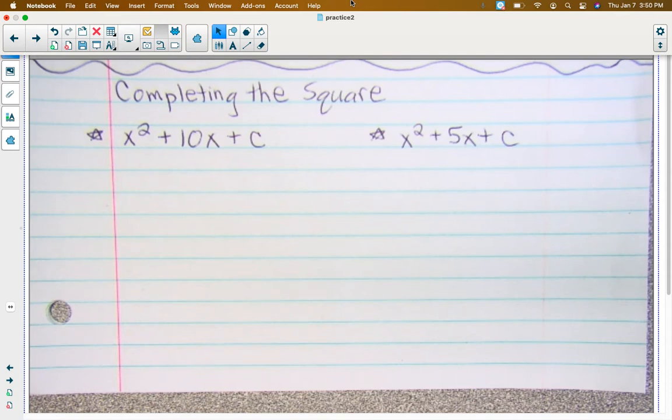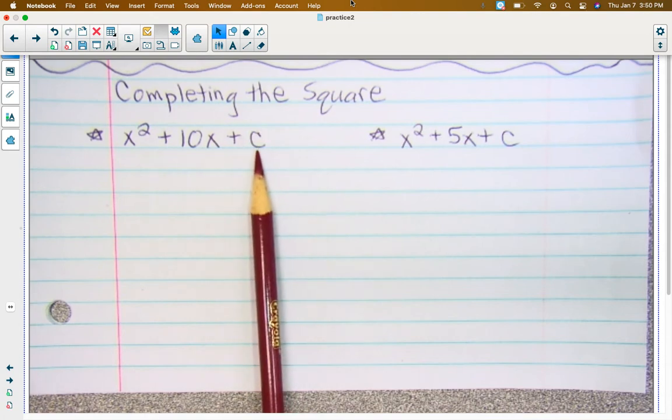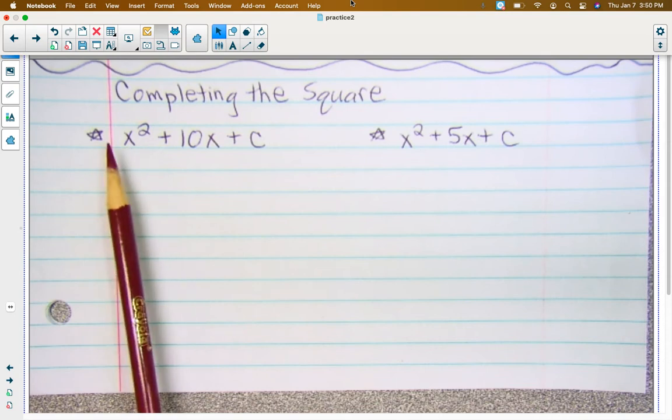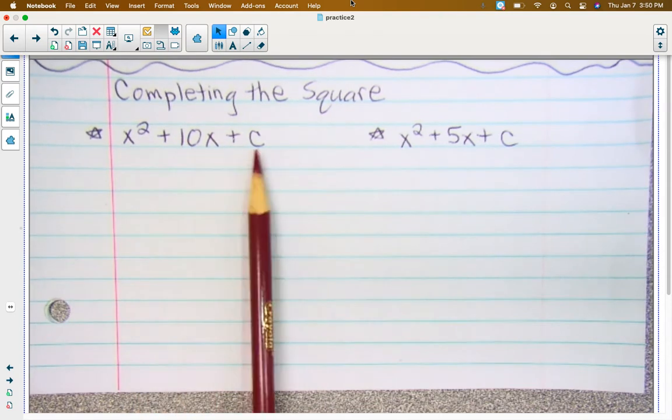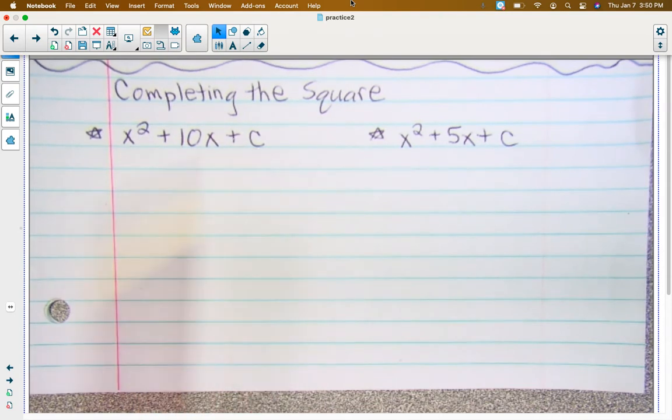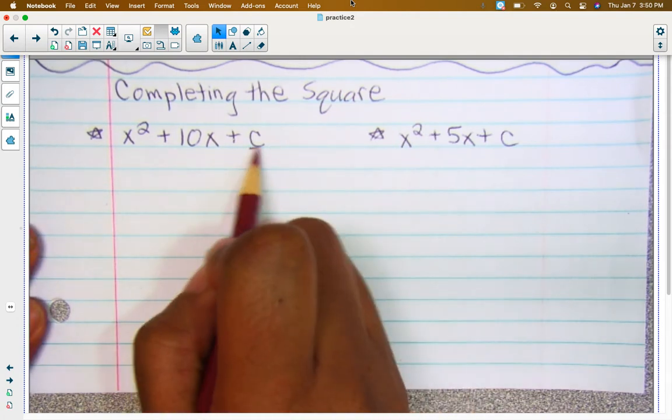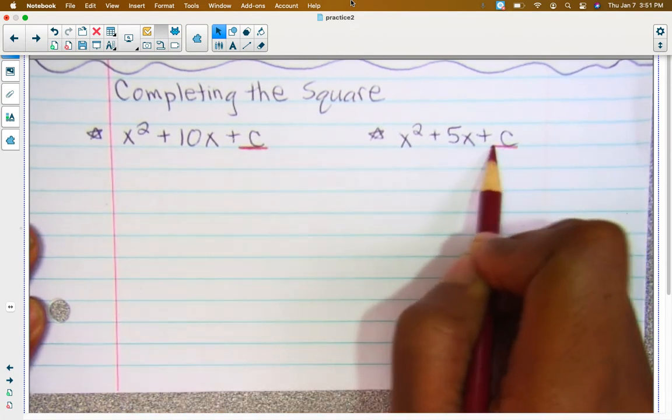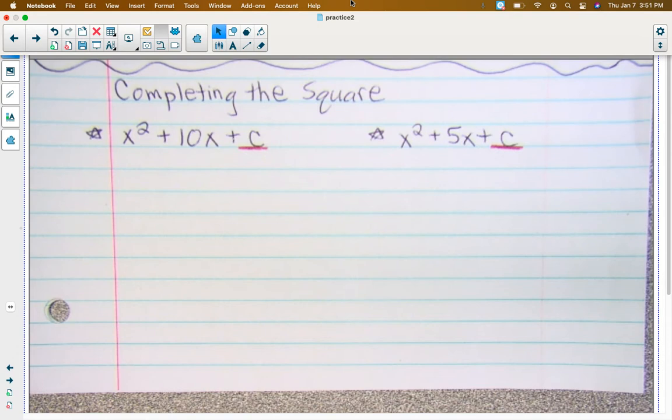So the goal is to get this last number to be a perfect square number, as we saw in the previous video. It doesn't matter what A is, what B is, we want C to be a perfect square number. So we need to figure out what this number must be in order to be a perfect square number. That way when I factor it, it'll factor into the same number twice, like x minus 6 times x minus 6, or x plus 5 times x plus 5.